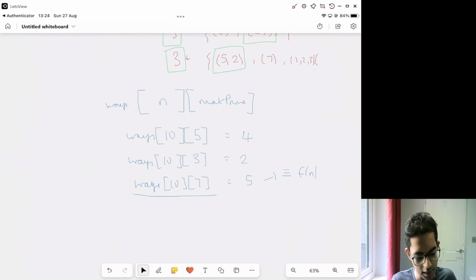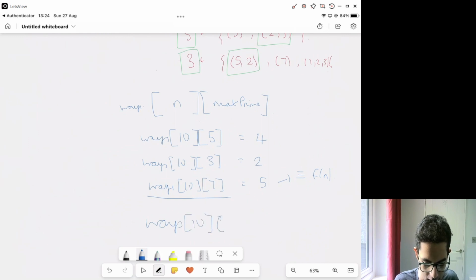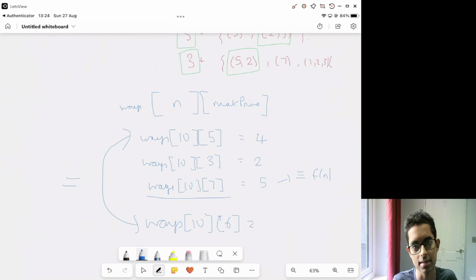And one thing also worth mentioning over here is that the ways of some number which is not a prime, because it's still valid to say ways of 10, 6, for example, it's just the number of ways in which we can get to 10 using primes which are at most 6. So this will basically be equal to this quantity. These two will be the same, because we obviously cannot use 6. So every number which we use will be strictly less than 6. That would be the same as less than or equal to 5. So which is why these two would be the same.